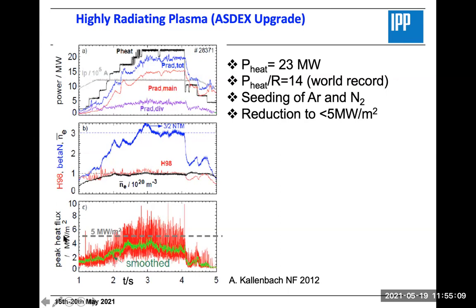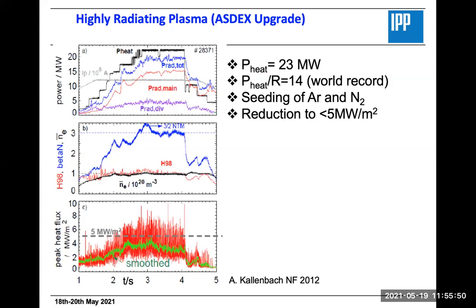And at the same time, one can look at the heat flux that reaches the target. This is, for example, done by infrared cameras that look at the target tiles, and then one infers what the heat flux would be from the infrared emissivity of the tile. And you can see that on average, so this is the 5 megawatt per square meter line, the value stays below. So despite having 23 megawatt of heating power, which back then was the majority of heating power that was achievable, the power reaching the target could be kept below 5 megawatt per square meter.